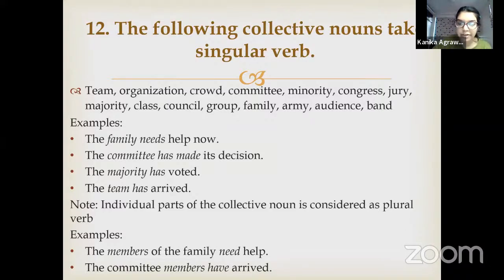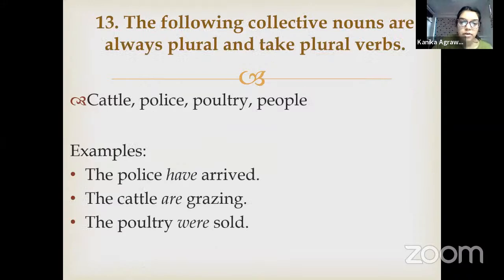This was the collective nouns. This was also okay. Okay, so she has already done.